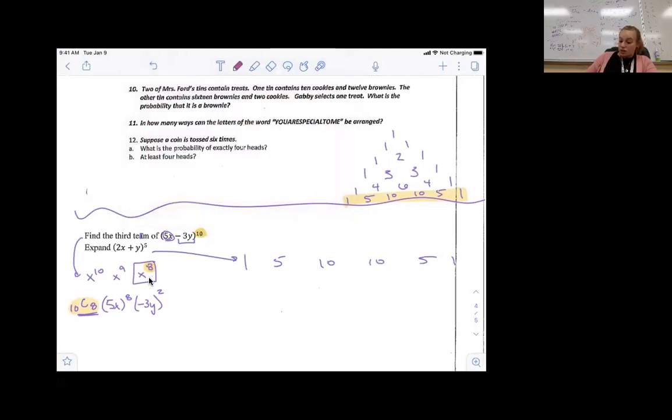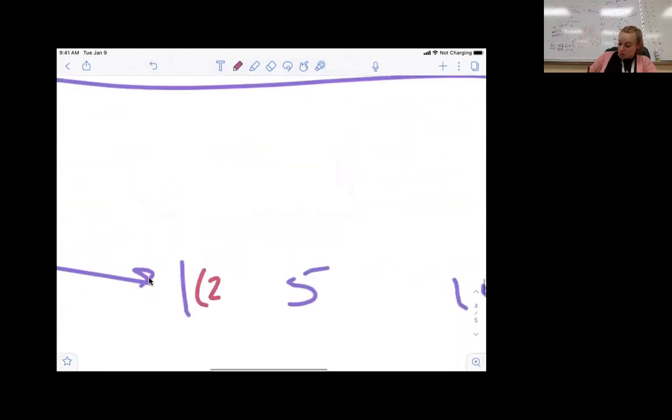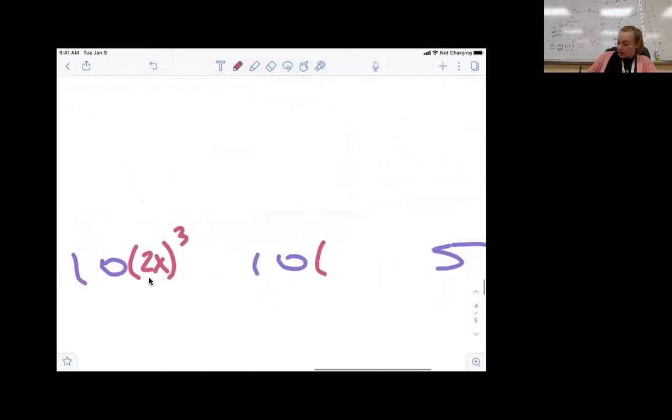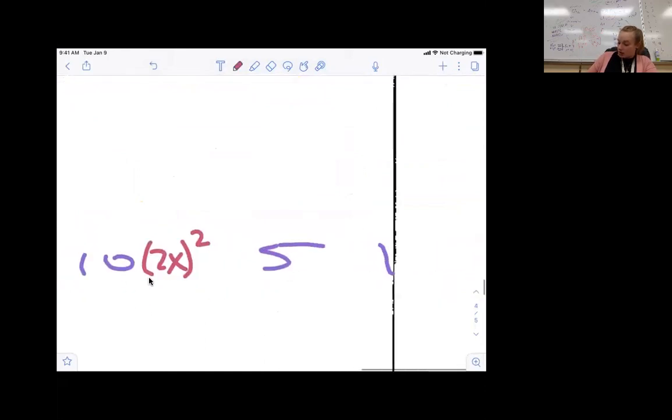So I'm going to start with 2x to the 5th and I'm going to go down as I go across the page. So this one is 2x to the 5th. The next one is 2x to the 4th. Then I've got 2x to the 3rd. Then I've got 2x squared, and then I've got 2x. You should have an extra one that doesn't have anything. That's technically 2x to the 0, which is just 1. I'm not putting any more ones that I have to.